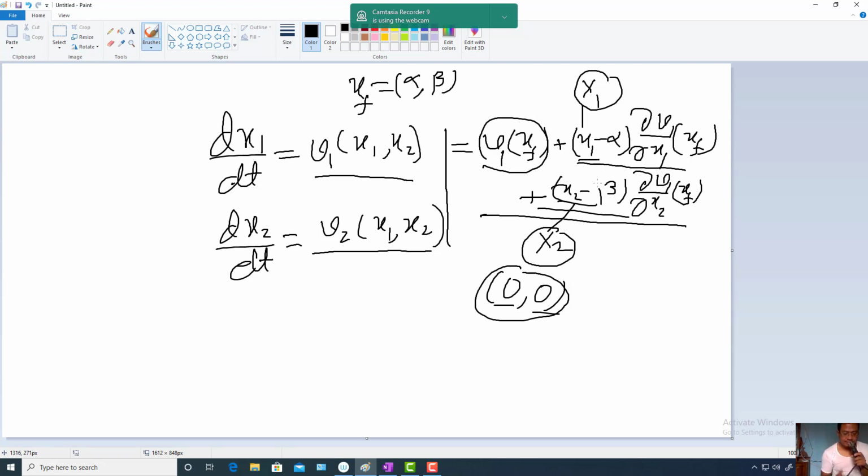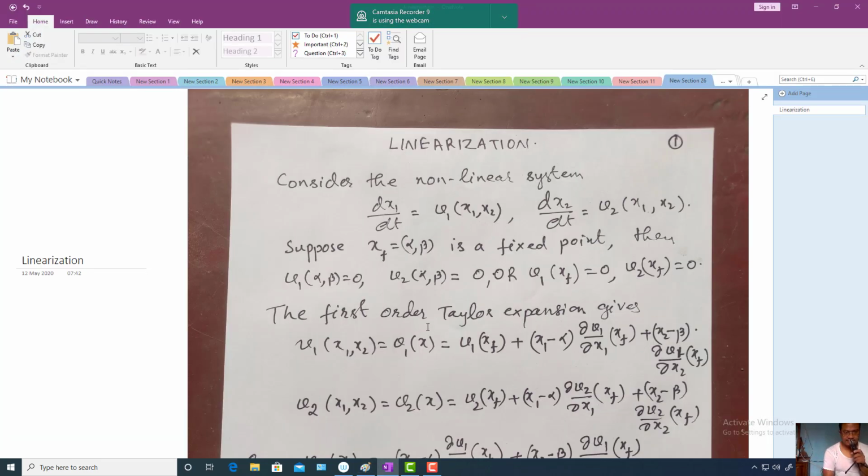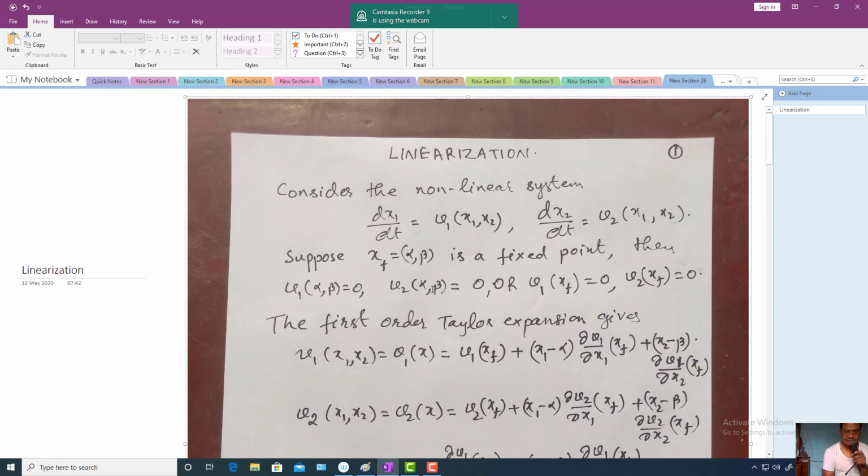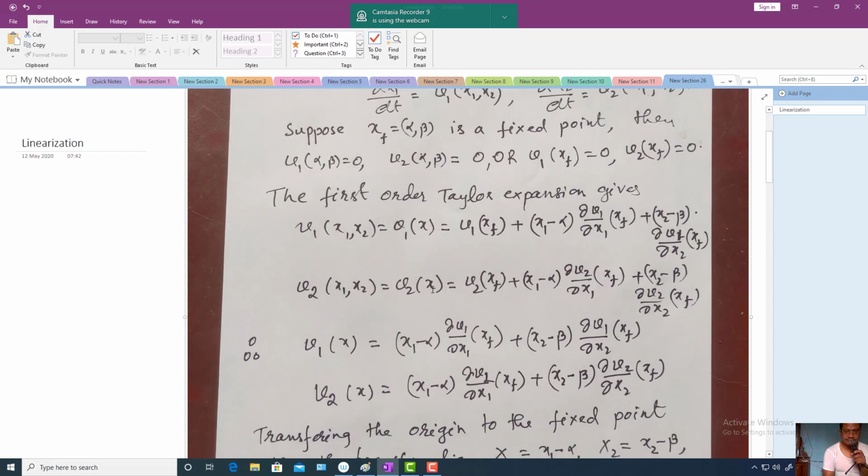Okay, so that is all about the nonlinear system and its linearization, and the behavior of the fixed point of the nonlinear system can be understood from the behavior of the fixed point of the linearized system. All right, so that is all about this lecture. Let us see how this one result can be used to ascertain the nature of the fixed point of the nonlinear system.